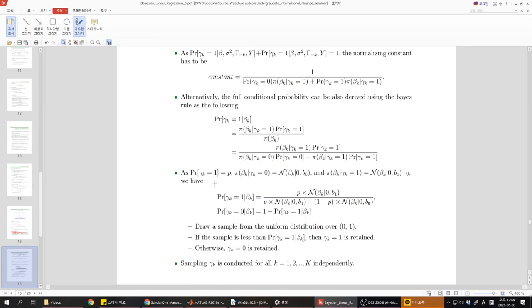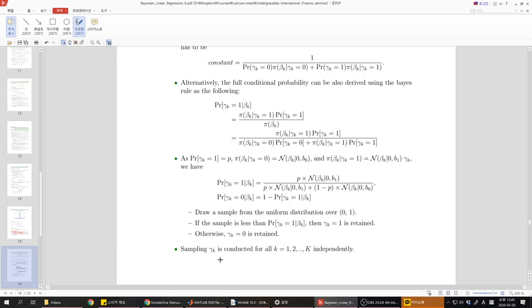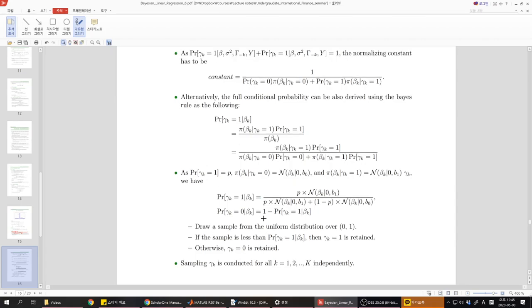This is how to generate gamma k. The first step is to compute the full conditional probability mass. The second step is to take a uniform draw. The third step is that if the uniform draw is less than this full conditional density, then gamma k is assigned one, or otherwise zero. This is repeated for all gamma k's. So this is how to generate a gamma. By using this procedure, we can sample the vector of the gamma k's, which is capital gamma.